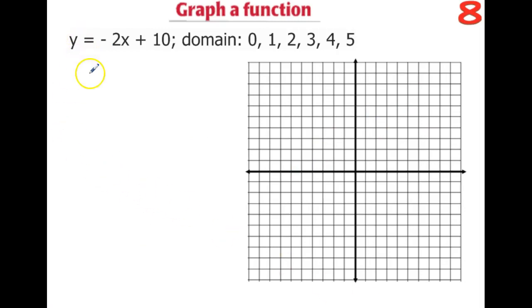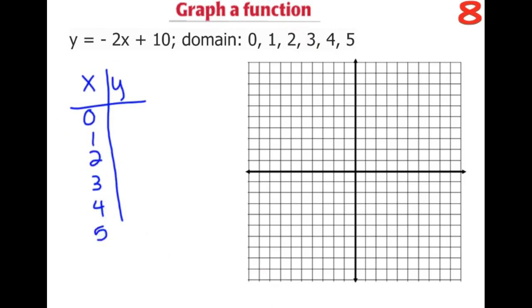Here's the same information, same type of equation. Here's our equation. Let's make a table. This time they want us to use 0, 1, 2, 3, 4, and 5. So we're going to plug this in for x. Negative 2 times x, which is 0, and then add 10. Well, anything times 0 is 0, so 0 plus 10 is 10.